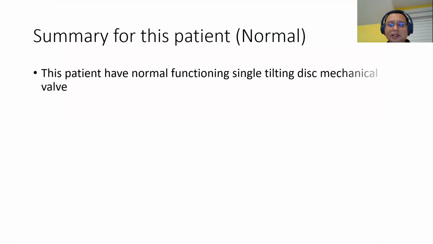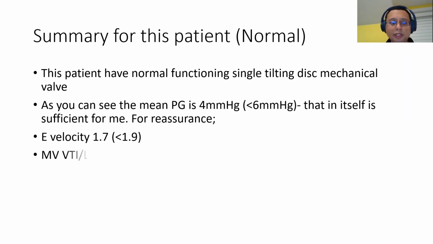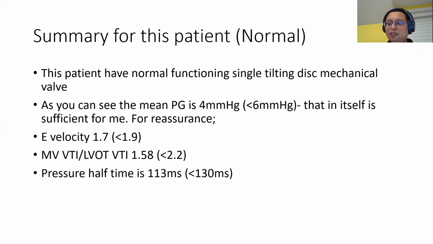When you look at this patient, we can summarize that this patient has a normally functioning single tilting disc mechanical valve. How do I know it is normally functioning? Because the mean gradient is less than 6. It is only 4 millimeters of mercury. Normally you can stop there. However, if you want reassurance, you can see that the E velocity is 1.7, less than 1.9. The dimensionless index is 1.6, less than 2.2. The pressure half time is short, 113, less than 130. So these are all our reassuring parameters.